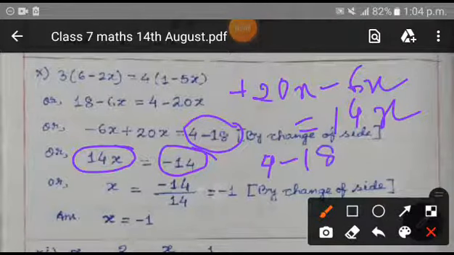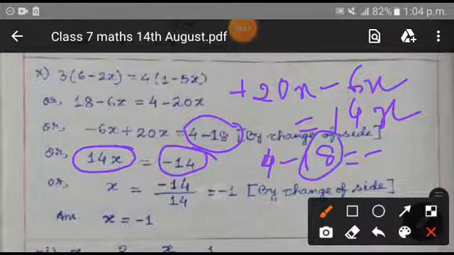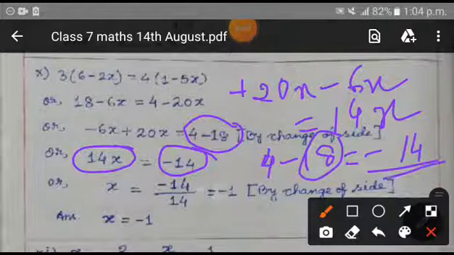How? I hope you know these things. 4 minus 18, we put the sign of the greater number, minus, and we do plus into minus, that is minus, meaning 18 minus 4, that is 14. After that we are getting minus 14.